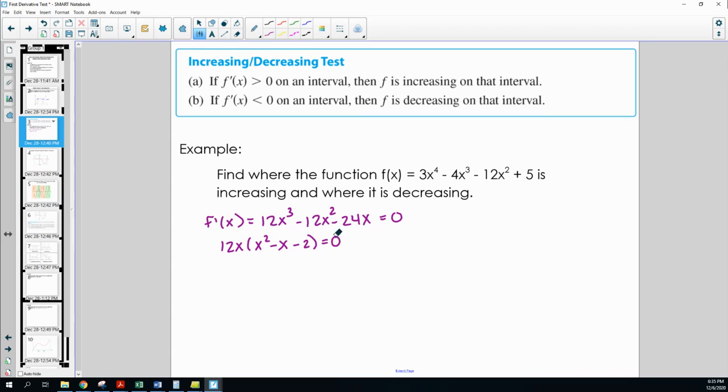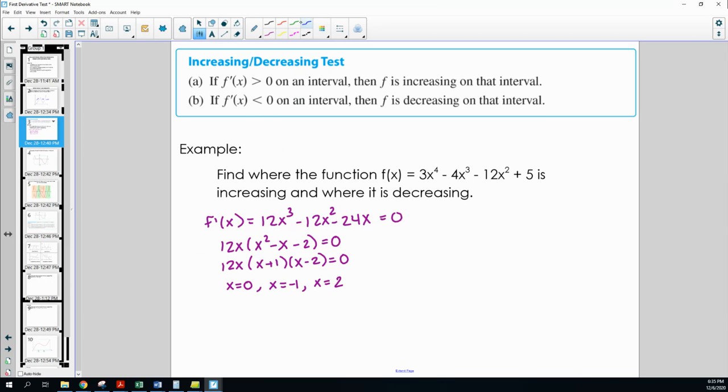Set it to 0. Again, I'm going to factor a little bit more, so I have the 12x on the outside, and this will become x plus 1 and x minus 2. Set it to 0. When I set 12x equal to 0, I get x equals 0. When I set x plus 1 equal to 0, I get x equals negative 1. And when I set x minus 2 equal to 0, I get x equals 2. So those are all of my points on my original graph where I have a horizontal slope.